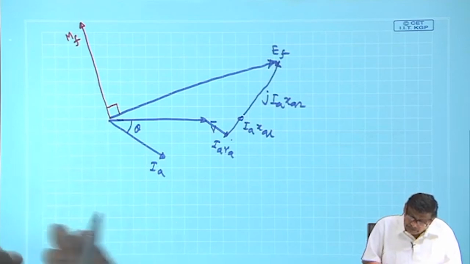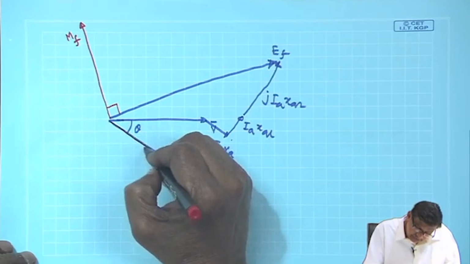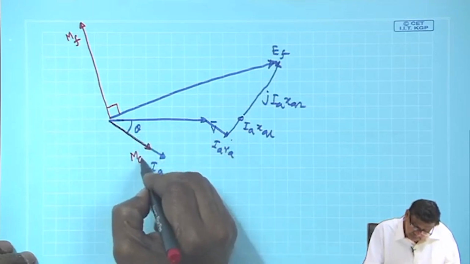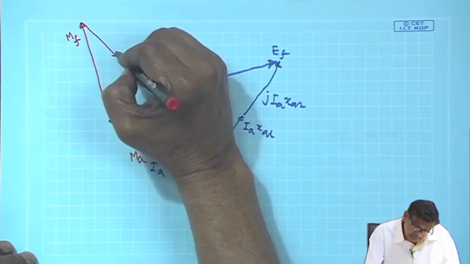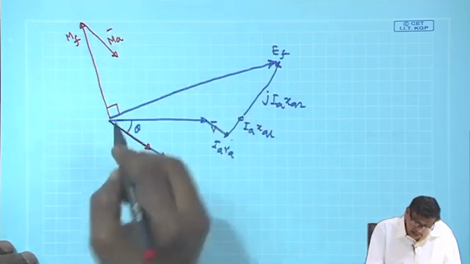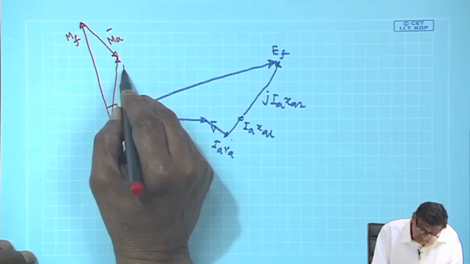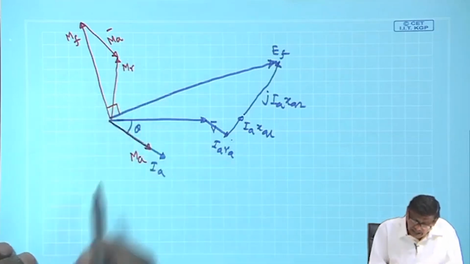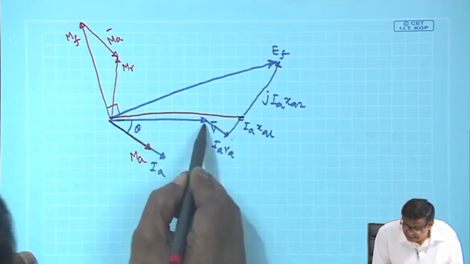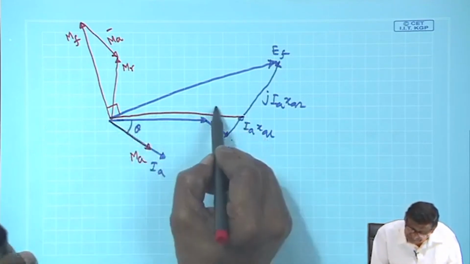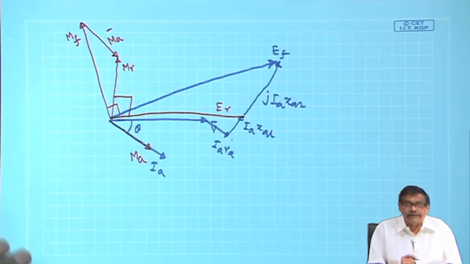What is MR? MR is MF plus MA. MA has to be in phase with IA. So, MF plus MA you do, and you will get MR to be here, the resultant field. And if it is MR, and you know ER is V plus IA RA plus IA XL, everything is consistent, this angle is also 90 degrees.